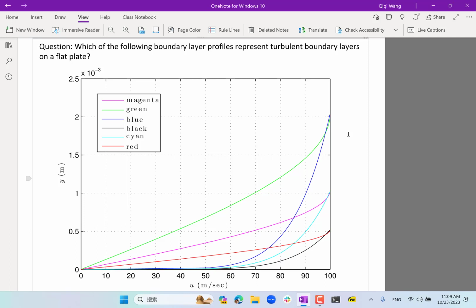Yeah? Dark blue, light blue, and brown, black, are turbulent. And the other three are shallower than that. That's exactly right. How did you make the distinction? So we saw earlier the laminar boundary layers are more likely to have that kind of linear gradient, very consistent.